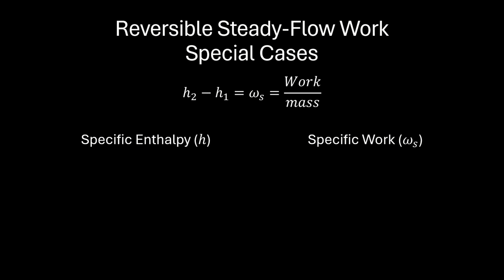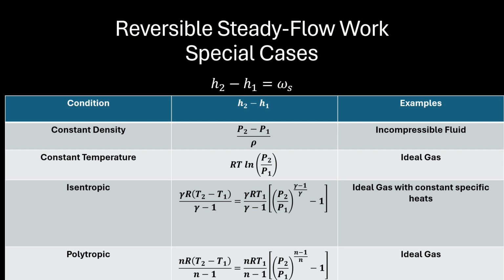Now, specific work is simply work divided by mass. It's a per mass amount for work. What I'm going to be showing you is essentially special cases where, if you don't have a table of specific enthalpies, what can you replace H2 minus H1 with?